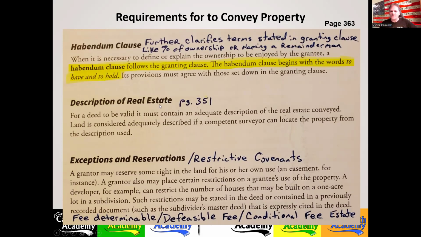There has to be a description of the real estate: metes and bounds, government survey, or a plat map, as defined on page 351. So I just said, see page 351 here. And any exceptions and reservations, which we call restrictive covenants that we add to deeds. And then we wrote down here fee determinable, defeasible fee, and conditional fee estate. Those are the types of estates in land that are ownership forever, but based on a restriction. And who can place restrictions in deeds? Only private parties. Governments do not place restrictions in deeds. They've got their own powers that could limit how you could use your property. Right?